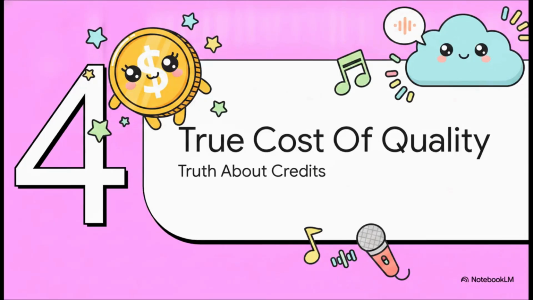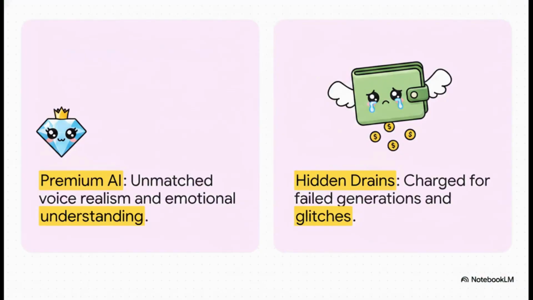Let's look at Section 4, the true cost of quality, the brutal truth about credits. So, while the output quality is unmatched, there is a brutal truth we have to talk about regarding the credit system. You are going to burn through your paid credits fast. Why? Because you are charged for every single character generated, even if the AI glitches, randomly shifts volume, or puts in a weird pause. Getting that 100% perfect commanding human read often means regenerating the exact same sentence multiple times, and yep, every single attempt drains your wallet.